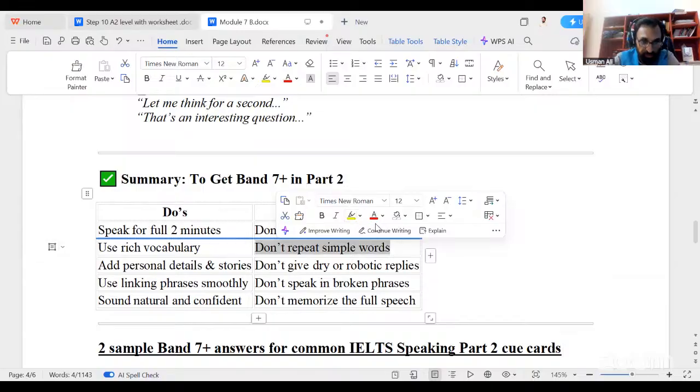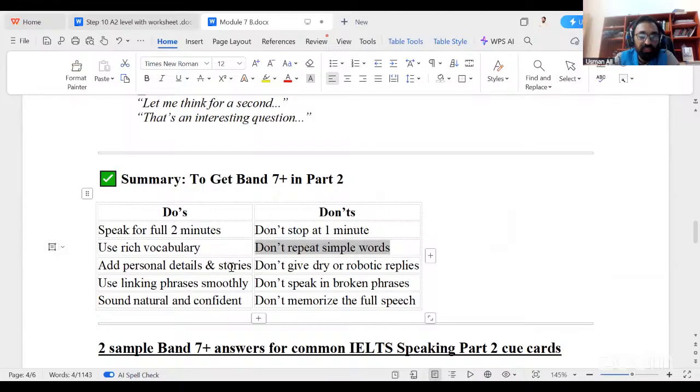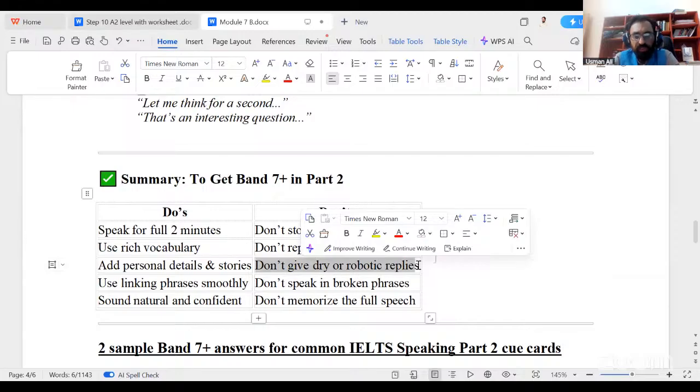band scores. Add personal details and stories. Don't give dry or robotic replies. If you are giving dry or robotic replies, without personal details and without stories, your style of speaking is very dry. You must add your personal examples and stories so that your answer, your response, is very beautiful.